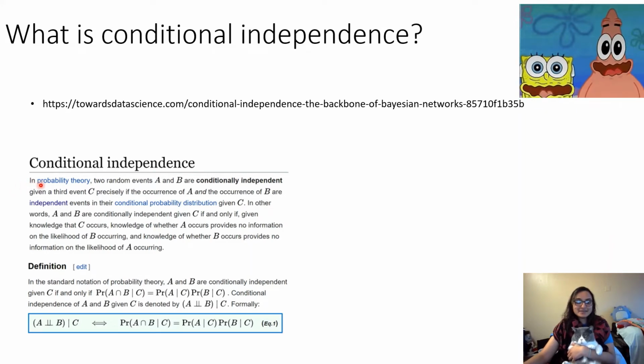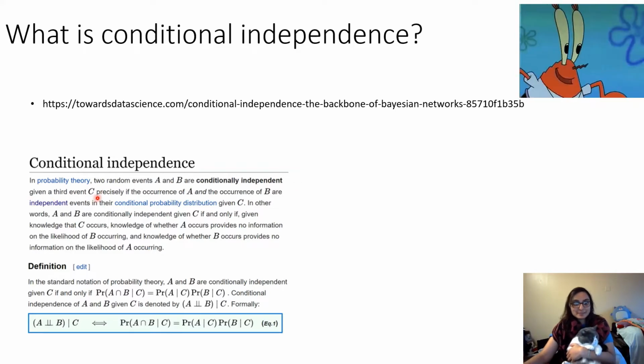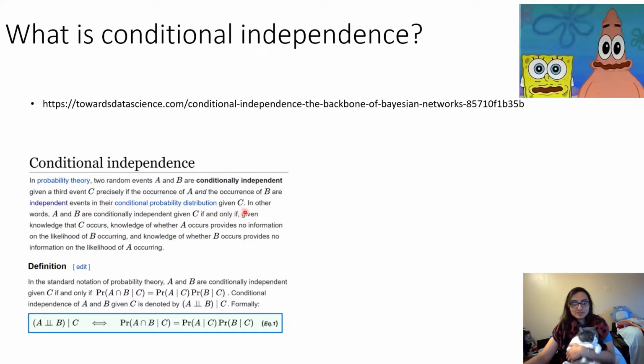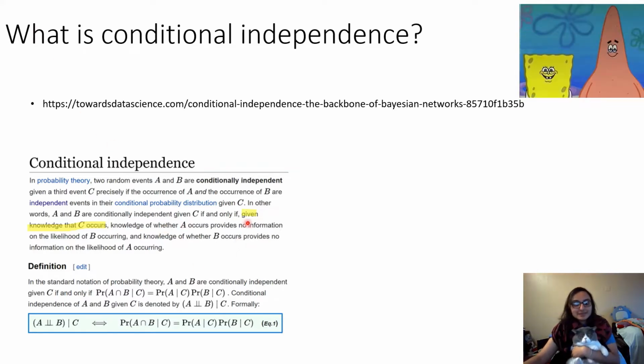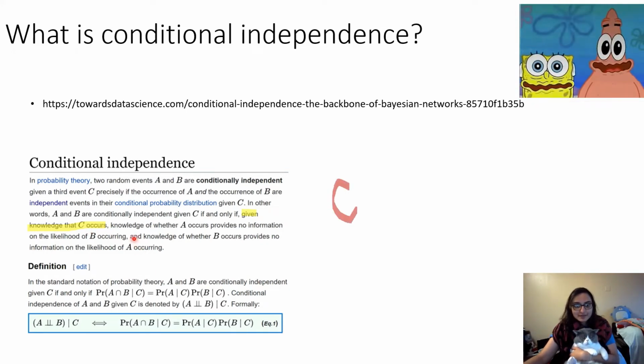And indeed, conditional independence. In probability theory, two random events, A and B, are conditionally independent given a third event, C, if the occurrence of A and the occurrence of B are independent events in their conditional probability distribution given C. In other words, A and B are conditionally independent given C if and only if, given knowledge that C occurs, knowledge of whether A occurs provides no information on the likelihood of B occurring.